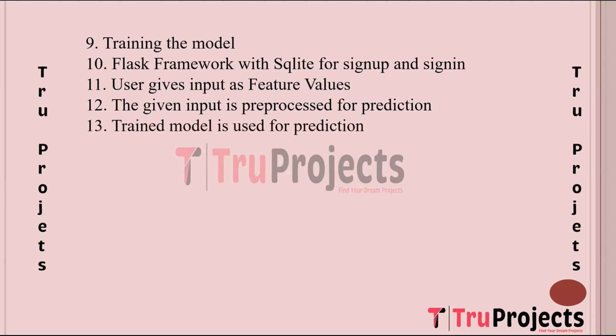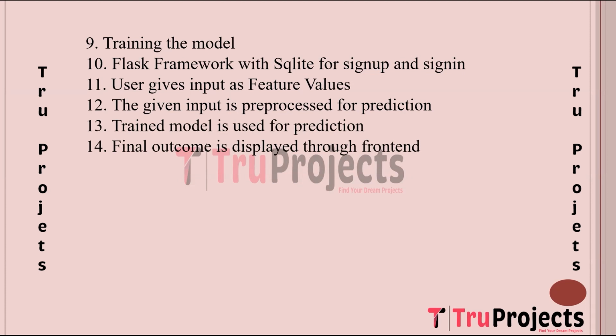Trained model is used for prediction. The pre-processed user input is fed into the previously trained models to make predictions. The trained models leverage the learned patterns from the training data to predict the likelihood of network intrusion based on the provided user input.